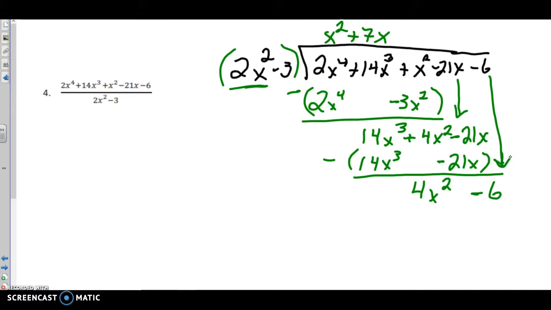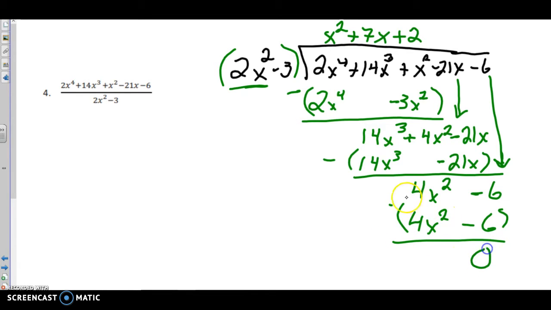And now 4x squared divided by 2x squared is just 2. 2 times 2x squared is 4x squared. 2 times negative 3 is negative 6. And when I subtract, everything cancels out. I'm left with no remainder. So my final solution is x squared plus 7x plus 2.